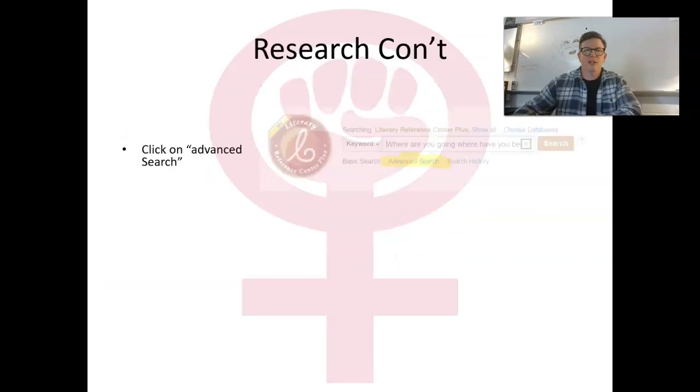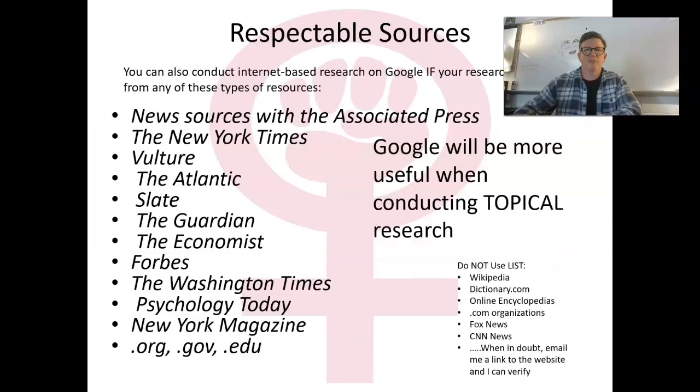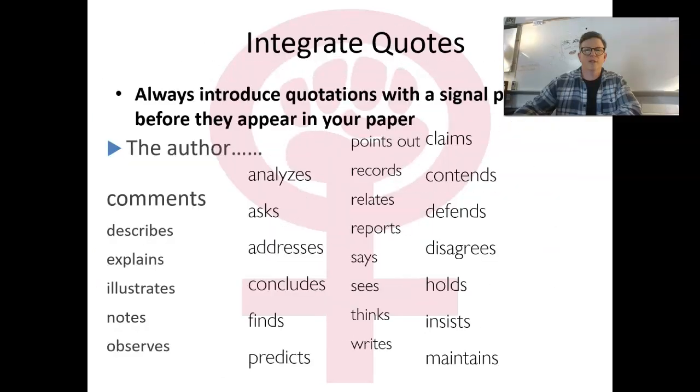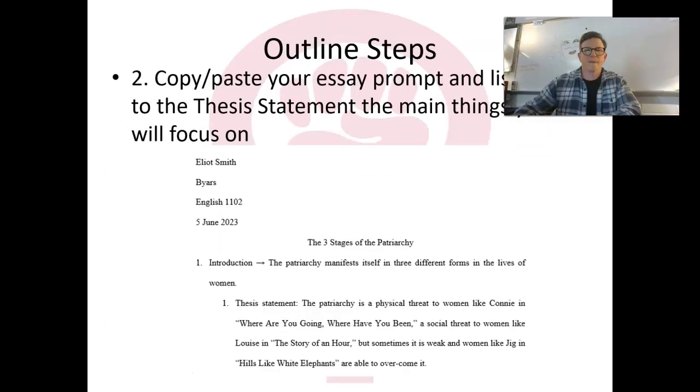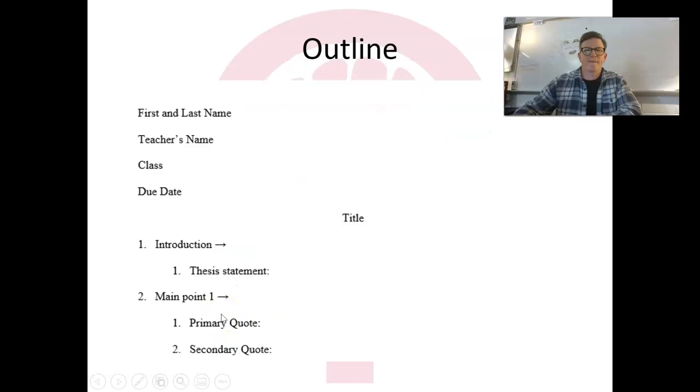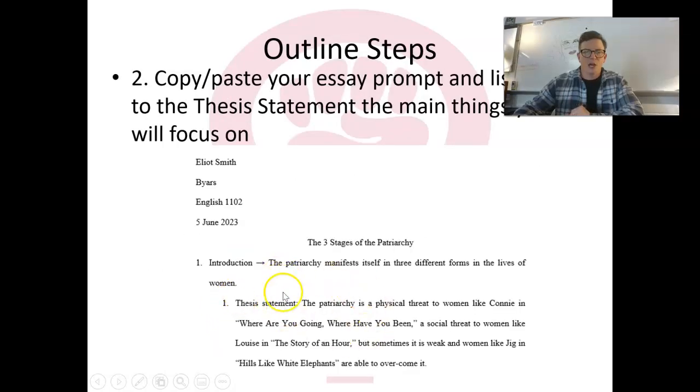So I'm going to go to my outline, which is very close. Okay. All right, here we go. So I'm going to say this. My outline, I'm doing the 3 stages of the patriarchy. The patriarchy manifests itself in 3 different forms in the lives of women. And these are the 3 stories I'm going to discuss.